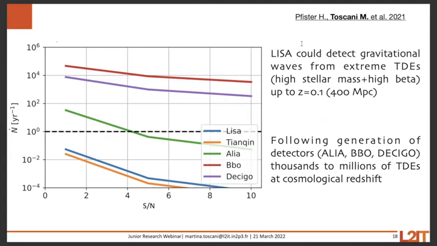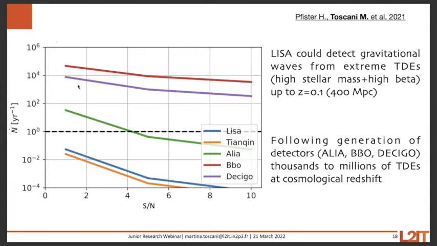In this plot we wanted to show the expected rates of tidal disruption events observed per year by different gravitational wave interferometers, plotted with respect to the signal to noise ratio. The signal to noise ratio is just a quantity which describes how high, with respect to the sensitivity curve of the instrument, our signal is. Of course, the higher it is, the better it is for detection, because it is easier to detect.